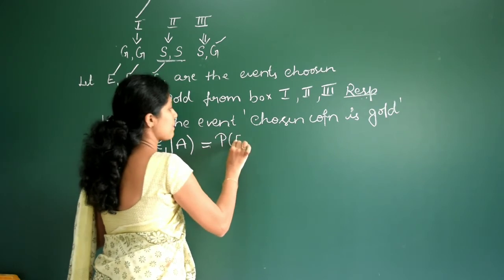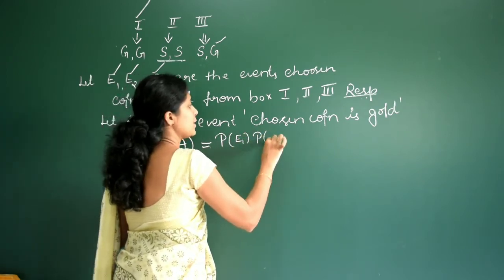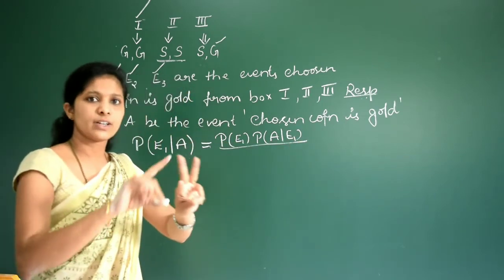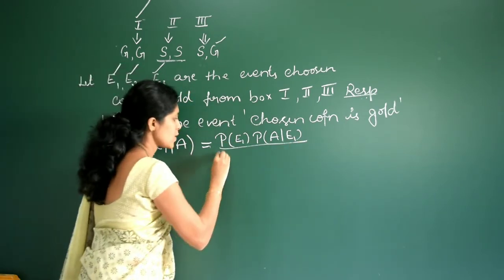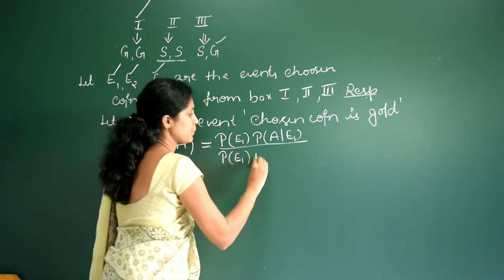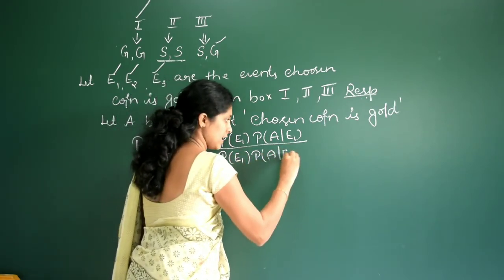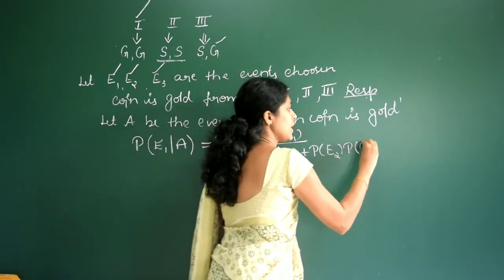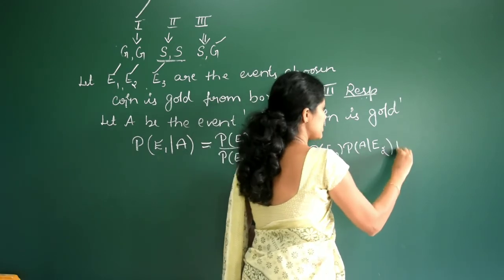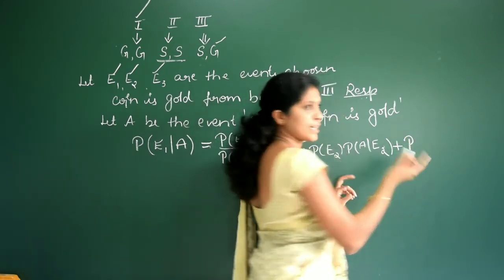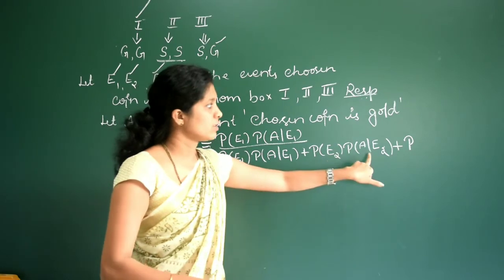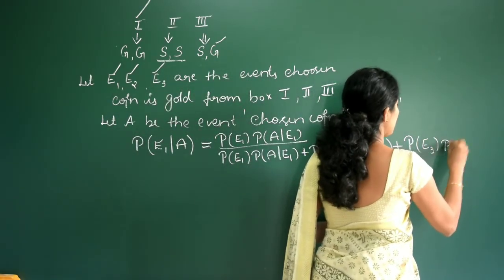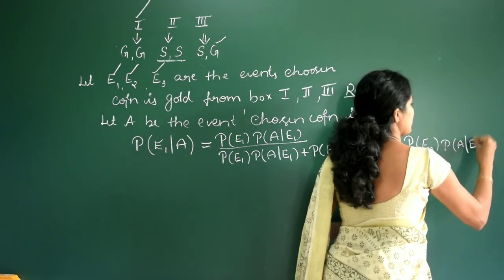Now by using Bayes' theorem we can write: probability of E1 given A equals probability of E1 times probability of A given E1, divided by, there are three events, E1, E2, E3, so probability of E1 times probability of A given E1, plus probability of E2 times probability of A given E2, plus probability of E3 times probability of A given E3. Remember this formula, simple it is, okay.